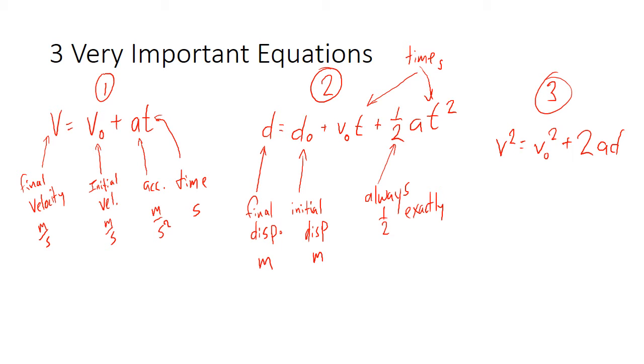All right. Now, v is just velocity, final velocity, just like before. v0 is initial velocity, just like before. The 2 is always just 2, right? Just like the 1/2. It comes from the 1/2 basically, but it's always 2. a is acceleration.